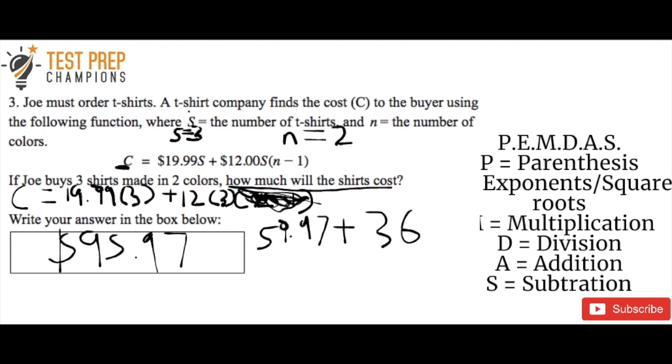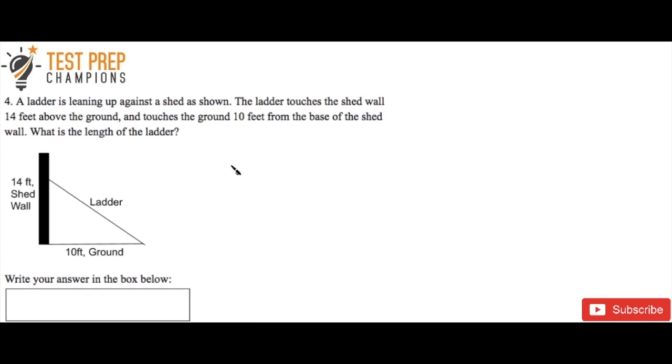All right, guys, next question. Let's move on here. Let's keep it rolling. Okay, question 4. A ladder is leaning up against a shed. The ladder touches the shed wall 14 feet above the ground and touches the ground 10 feet from the base of the shed wall. What's the length of the ladder? So go ahead and pause the video, try this out on your own.